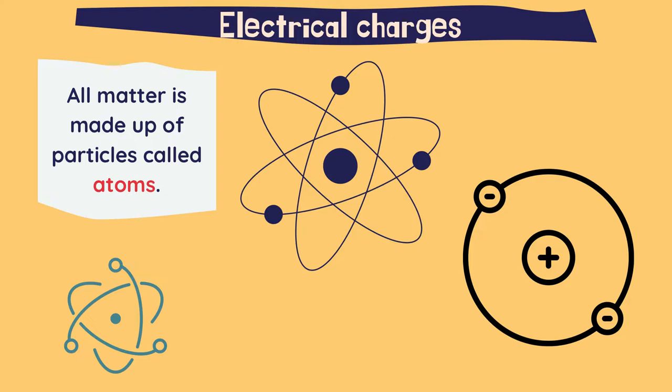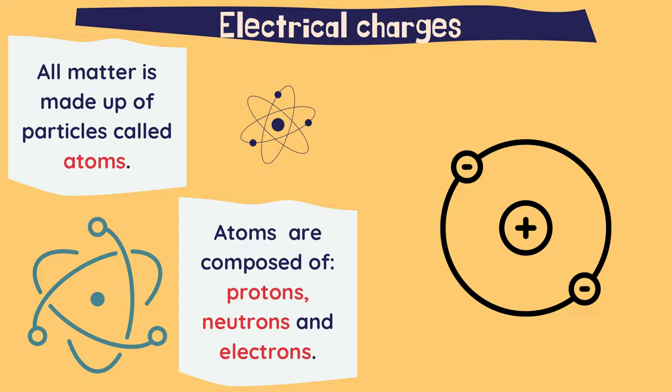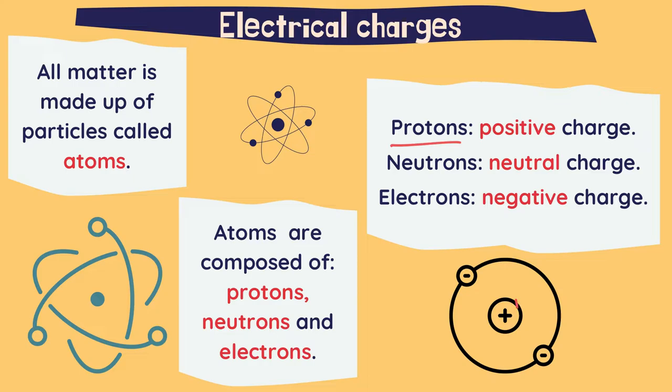Electrical charges. All matter is made up of particles called atoms. Those are representations of the atoms. Atoms are composed of protons, neutrons, and electrons. Protons have a positive charge and they are in the nucleus of the atom. This nucleus is formed with the neutrons. Neutrons have a neutral charge, not positive, neither negative, and both form the nucleus. And electrons have a negative charge and they go around the nucleus.